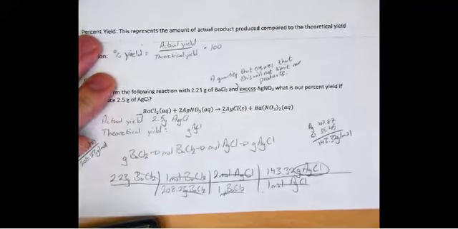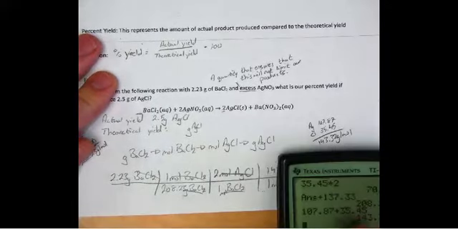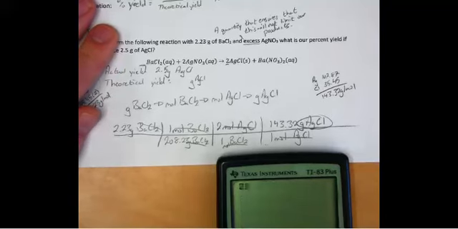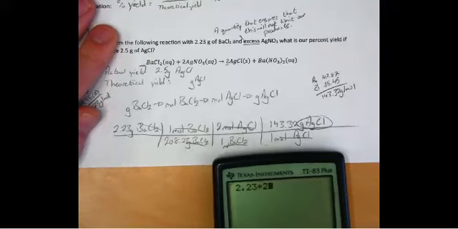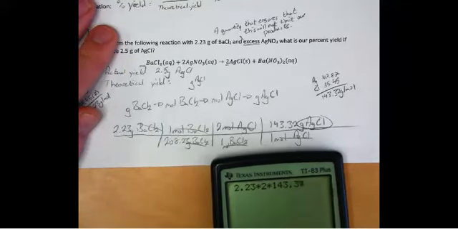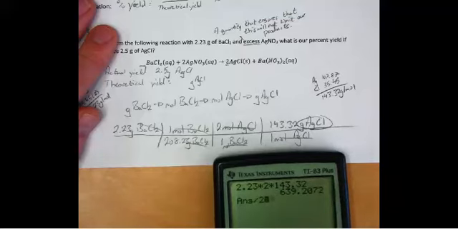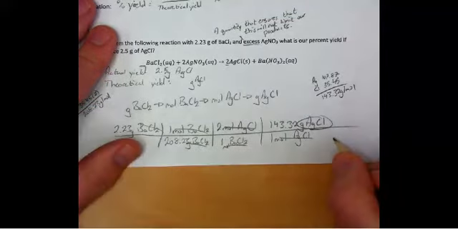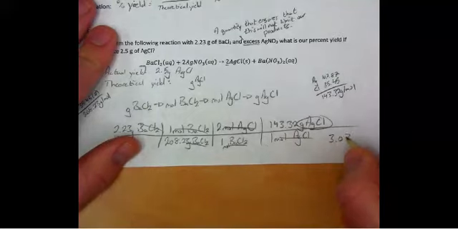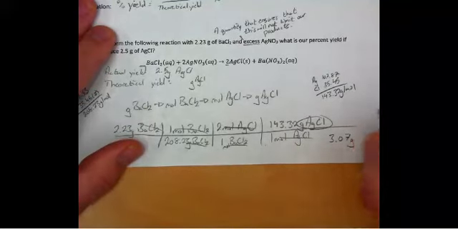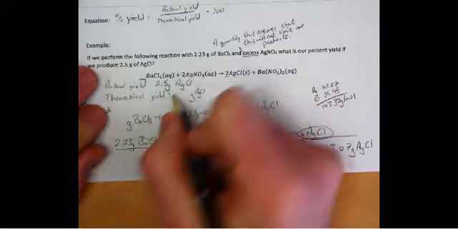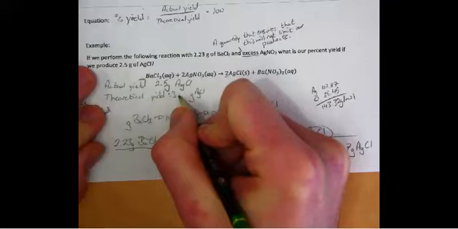So that just means we multiply across the rows and then divide. So we're going to type in 2.23 times 2 times 143.32. Divide that by 208.23. That means that we should have produced 3.07 grams silver chloride. All right, so that means our theoretical yield was 3.07 grams.